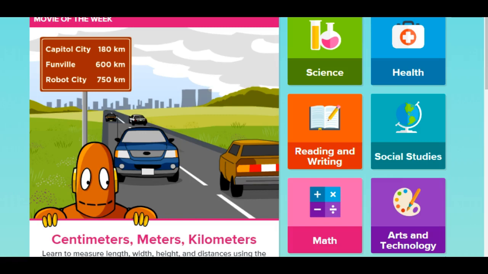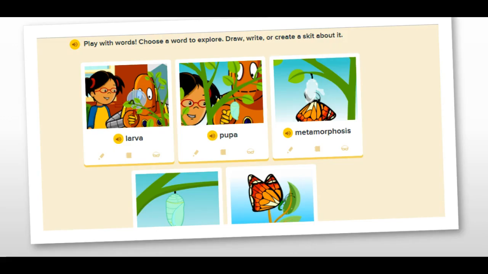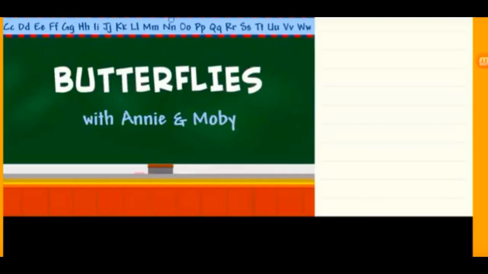Using BrainPop Junior, the class will first start by focusing on the following vocabulary words: larva, pupa, metamorphosis, chrysalis, life cycle. I will also show students a video on butterflies. Following the movie, students will take a review quiz using BrainPop Junior.